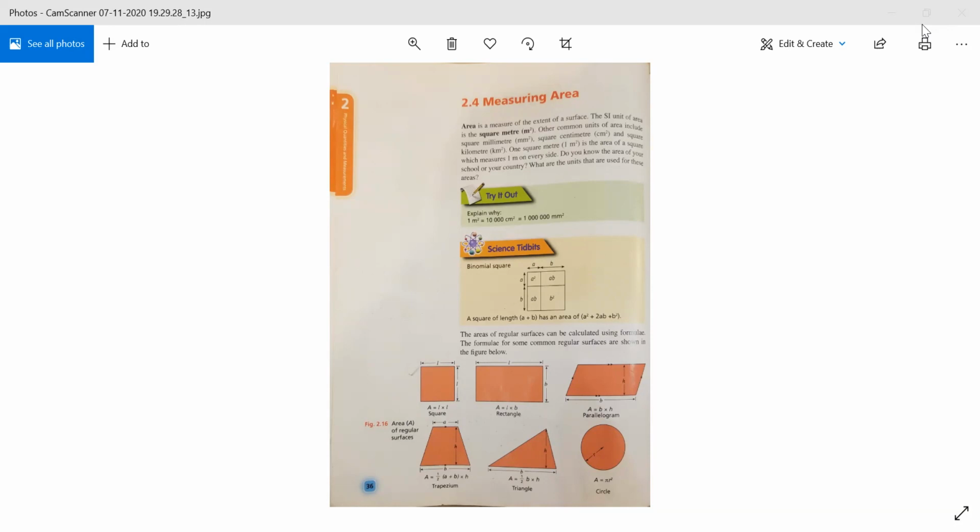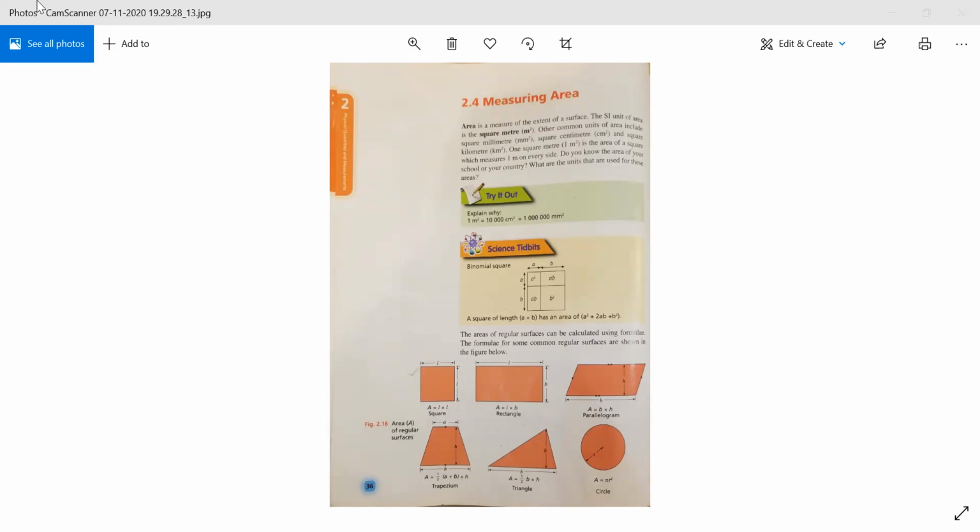Now obviously, whenever we are talking about the school or our country, we say that they have a specific area, a specific land, a specific width, through which they calculate the area. Now the areas of regular surfaces can be calculated using a formula. The formulas for some common regular surfaces are shown in the figure below.